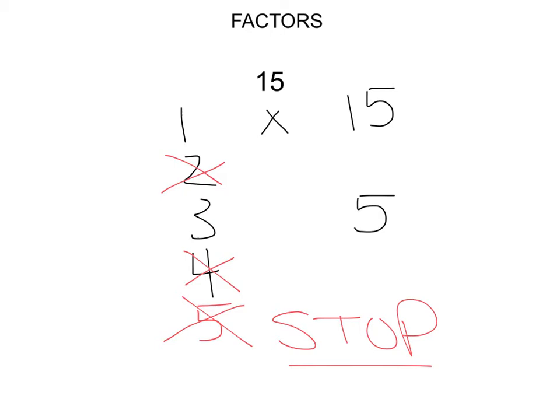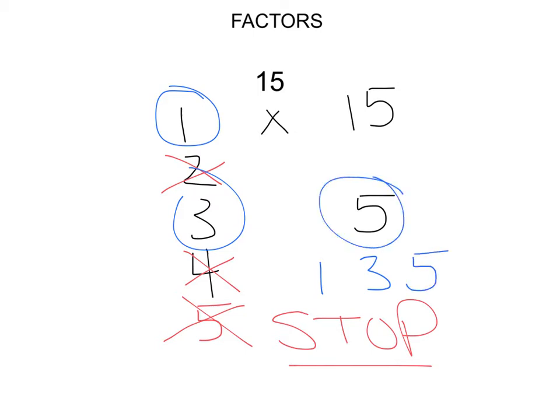So this means that the factors of 15 are, I'm going to rewrite it down here, 1, 3, 5, and 15. When you write factors, you should always write them in ascending order. Okay, so from 1 up to 15.